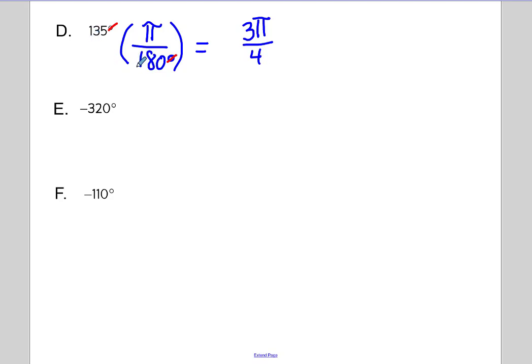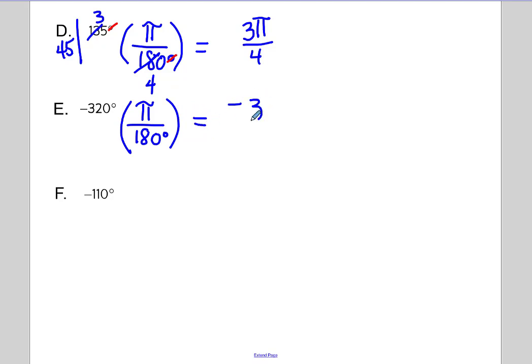Let's see what goes into those evenly, because 45 divides 135 3 times, and 45 divides 180 4 times. On letter E, same thing. I want to keep the radian and get rid of the degree. So 320 pi divided by 180.